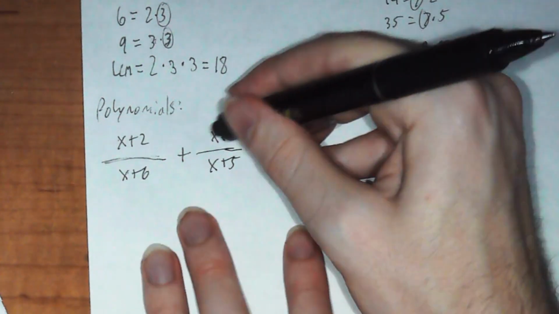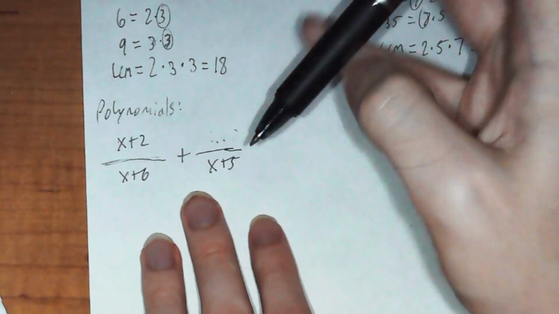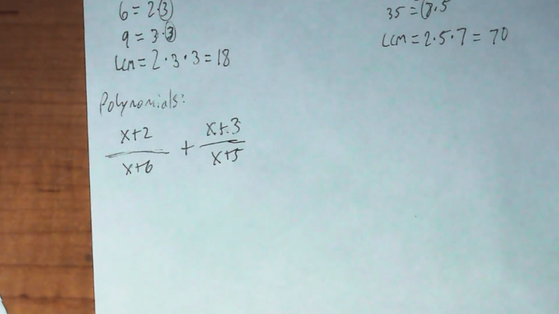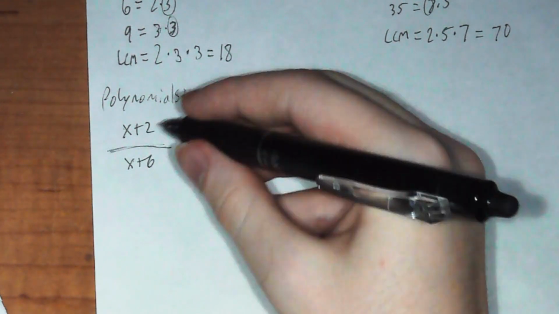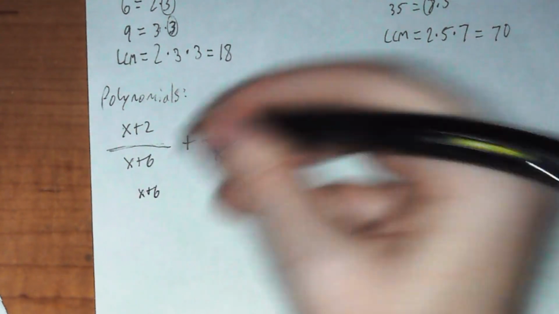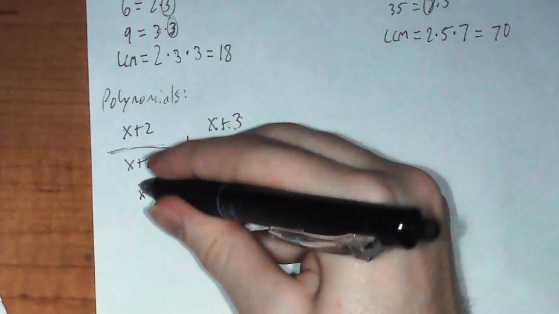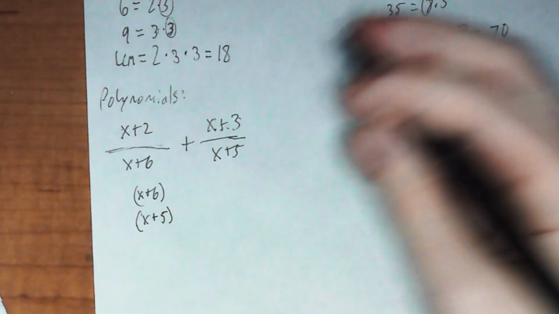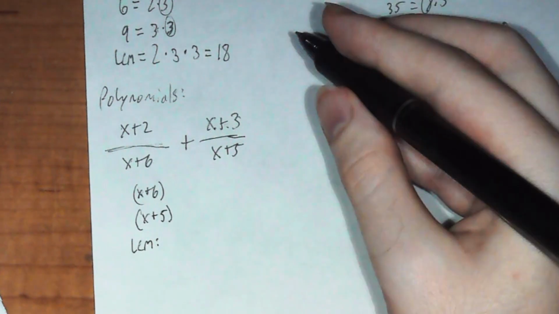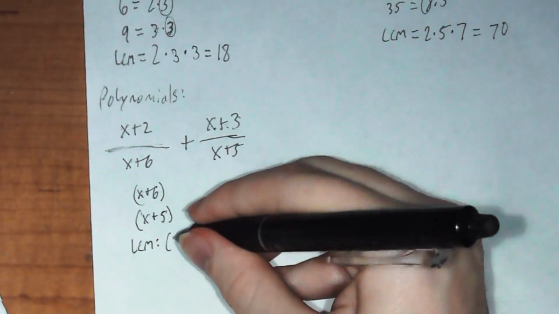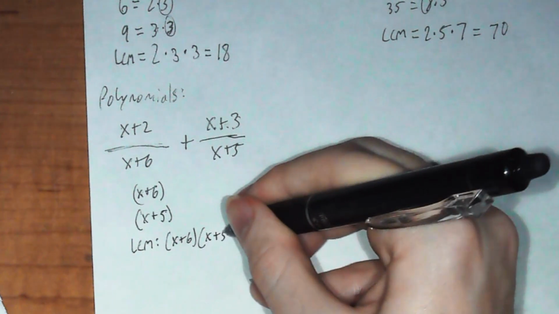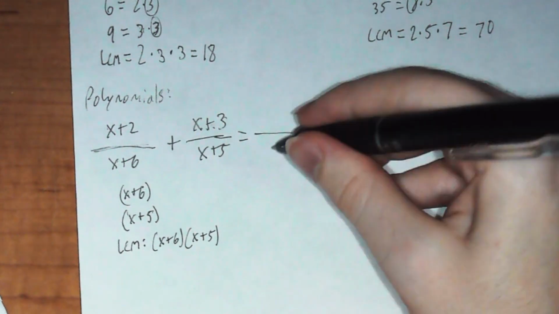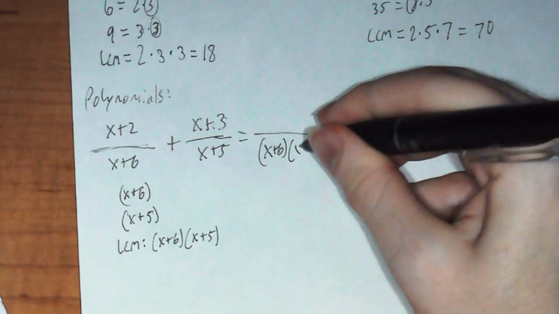You'll notice that all of these denominators are different. Or all of these parts, I should say, not just the denominators. All of the numerators and the denominators are different. Let's find the LCM of the denominators. So first of all, we have x plus 6. That doesn't really factor. And then we have x plus 5, right? That also doesn't factor. But the LCM is this times this. Alright? Meaning our common denominator is going to be x plus 6 times x plus 5.